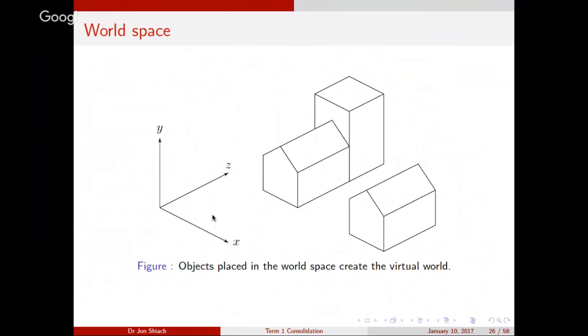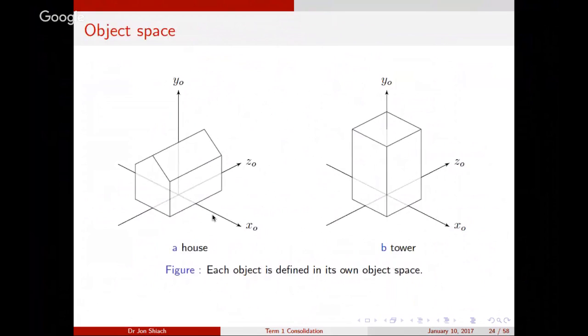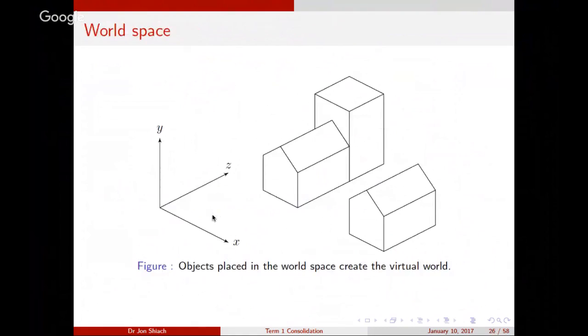Right, so the world space. We've got objects, and what we do is we take the objects and place them in the world space. So I've taken 2 of the house objects and one of the tower object. I've used translation, and I don't think I've used any scaling there, but it's just placed. And you'll have thousands of these in a virtual world. In a real example of a virtual world, like a computer game, you'll have thousands of objects in the world, and this is placed within your world space.